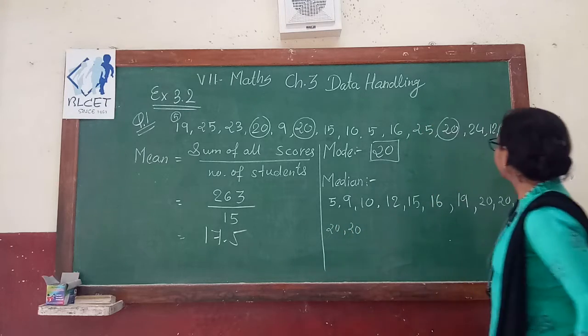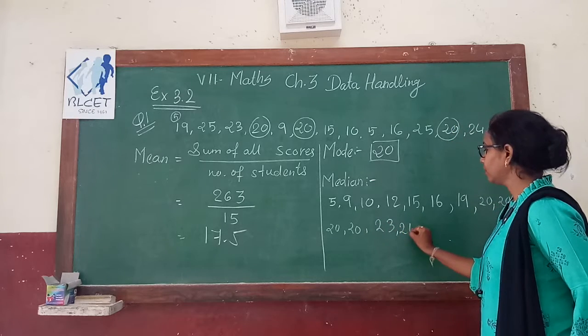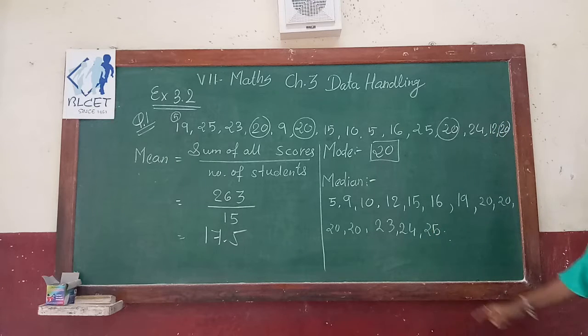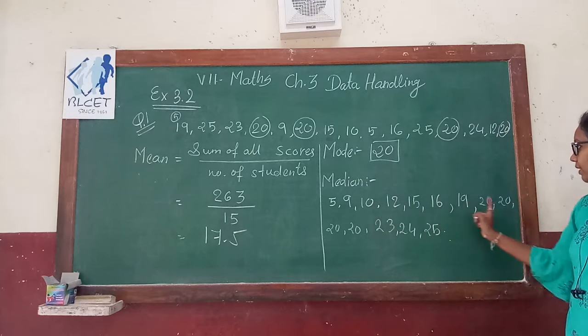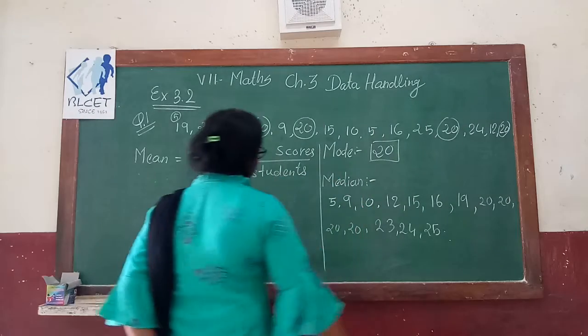Then we have 23, 24, 25. Okay. So 1, 2, 3, 4, 5, 6, 7, 8, 9, 10, 11, 12, 13, 14. 1 is left. Which term is left?